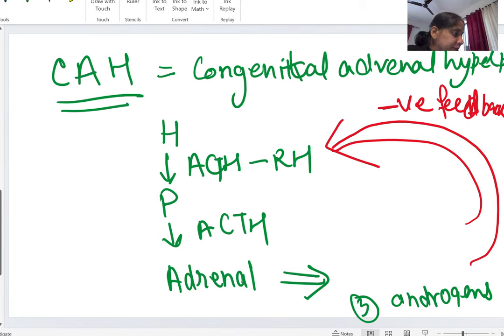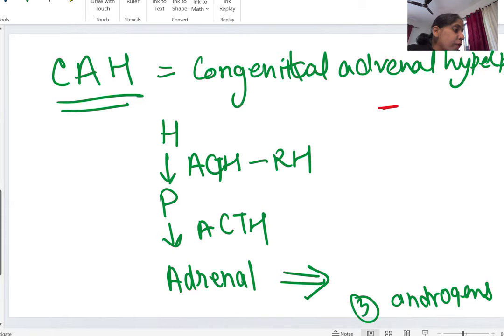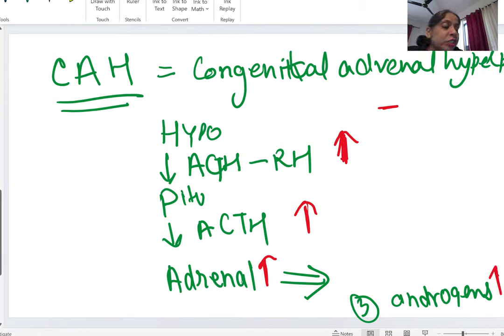Are you getting my point? So, no one will be there to give the negative feedback. No one is giving negative feedback. So excess of hypothalamic ACTH releasing hormone will be released. Okay, right. Excess of ACTH will be released and the adrenal will be functioning day and night. Normally the adrenal cortex functions only at certain times and makes these enzymes. But now this adrenal will go into hyperplasia and excess androgens will be synthesized.